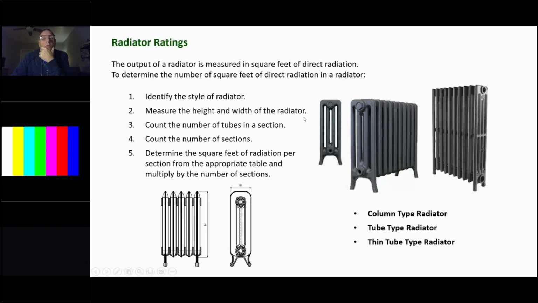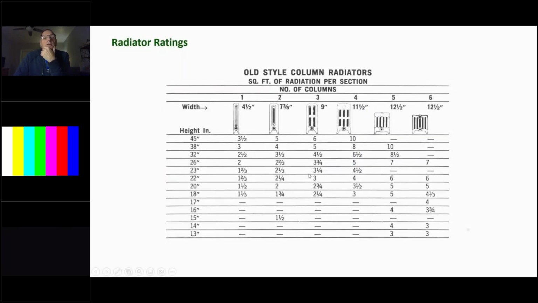So in order to figure out how many square feet or how many BTUs this radiator can put out, you need to measure the height and the width of the radiator and count the number of tubes across the end section. So if you look at this one, it has 1, 2, 3, 4 tubes. Then you would go across the radiator and count the number of sections to determine the square feet of radiation per section from the appropriate table and multiply by the number of sections. So this is the first page. These are the old style column type radiators. So you can see if you found one.